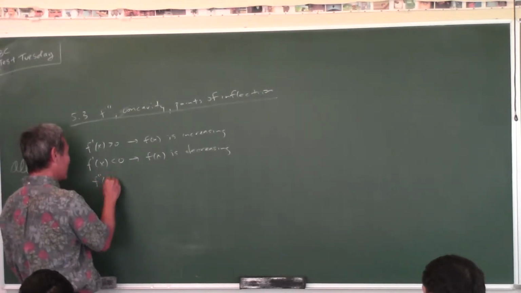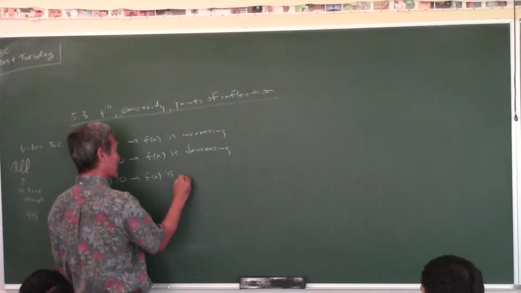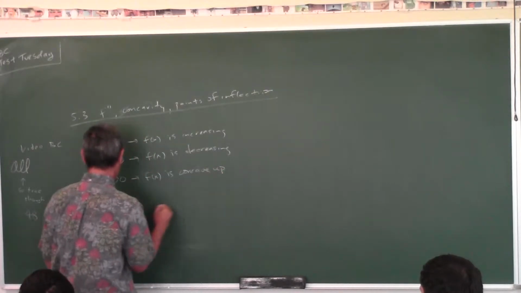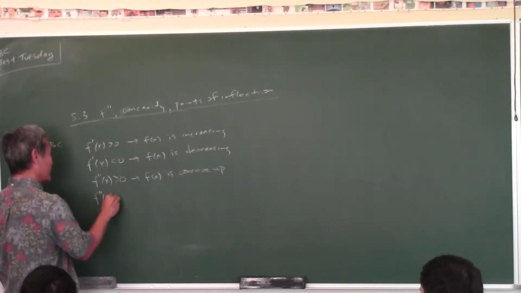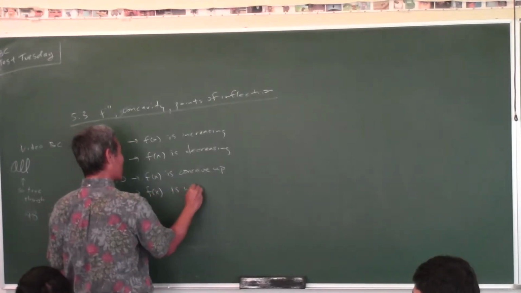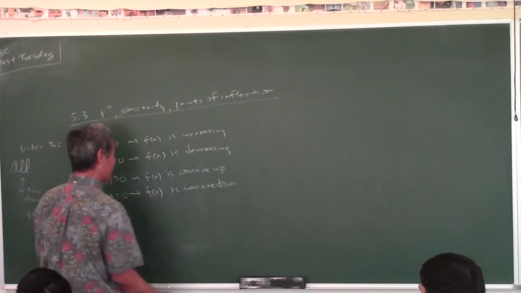Now, is there something with the second derivative? If the second derivative is positive, then the original function is concave up. If the second derivative is negative, then the original function is concave down. Makes sense, right?